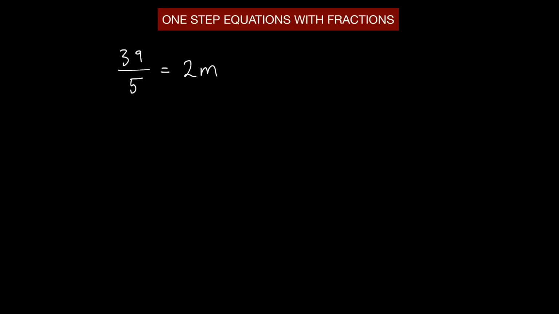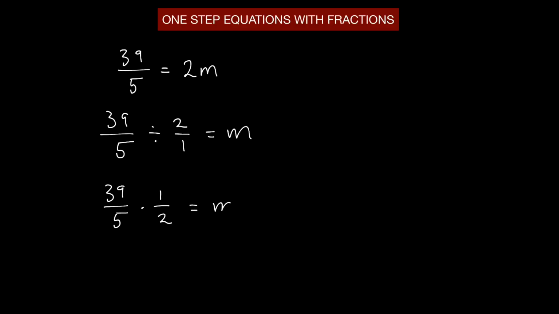Okay, 39 over 5 equals 2m. So to get this m by itself, we need to divide both sides by 2. Okay, so 39 over 5 divided by 2 over 1 equals m. Now, to divide a fraction by another fraction, you simply multiply by the reciprocal. So we're going to have 39 over 5 times 1 over 2 equals m.